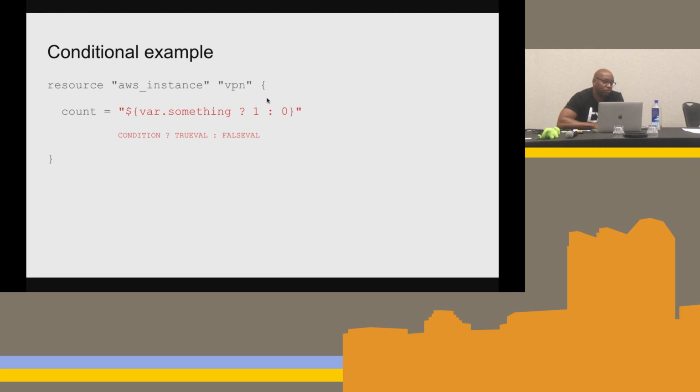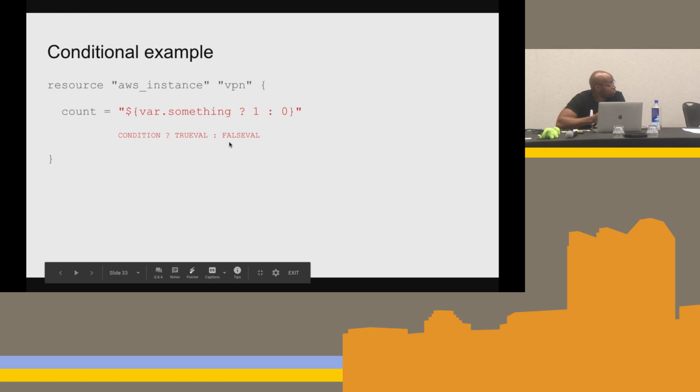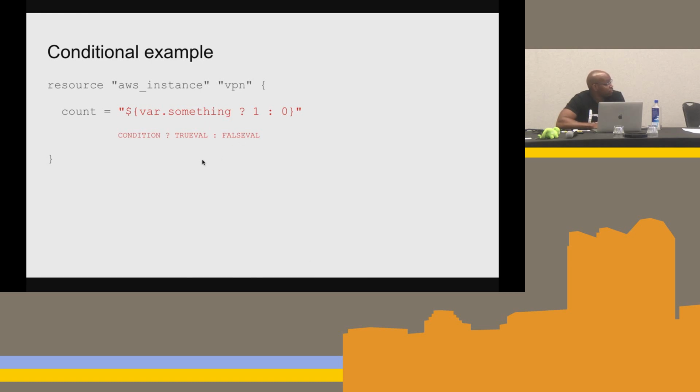So here, what's going on is you declare a resource, AWS instance, you call it VPN. And then what this is saying is, this is the condition, the var dot something, and if that variable exists, then this is a true value and this is a false value. So you can use this to do all types of things, but mostly what we use it for is count, to create a specific resource. So you say, if this variable exists, then give me one instance of this. If not, then don't create this instance at all. And there are different ways to use conditionals, and this is just one of them.